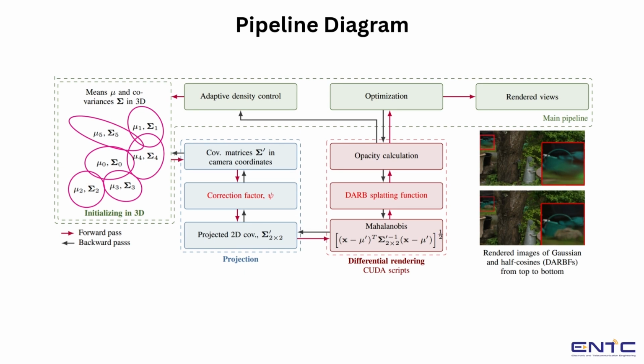The integral of a Gaussian is also a Gaussian. This interesting property cannot be seen in many other functions. Therefore, we introduced a correction factor to approximate the 3D to 2D projection of DARB functions.